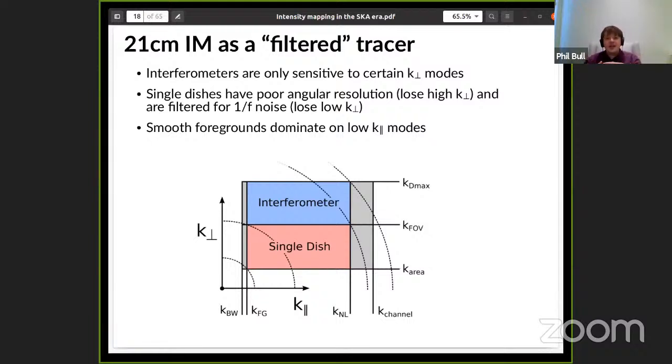And a ton of other effects mean that you lose other Fourier modes too. Single dishes have poor angular resolution, so I've just explained you lose the high K perpendicular modes. You have filtering for these systematic effects or foreground, so you might lose low K perpendicular and low K parallel modes as those get filtered out, and so on and so forth.